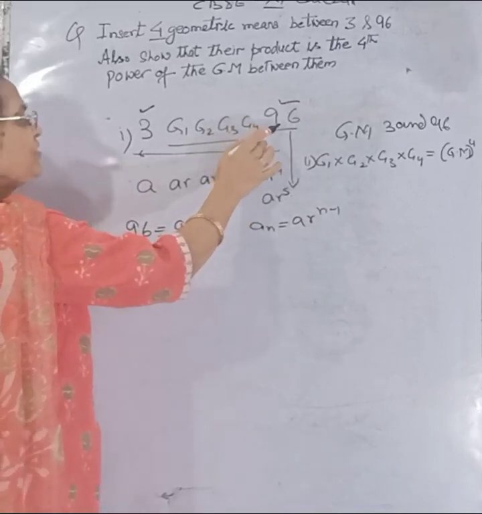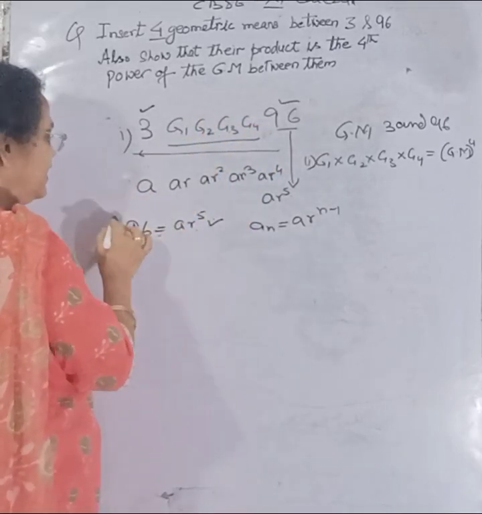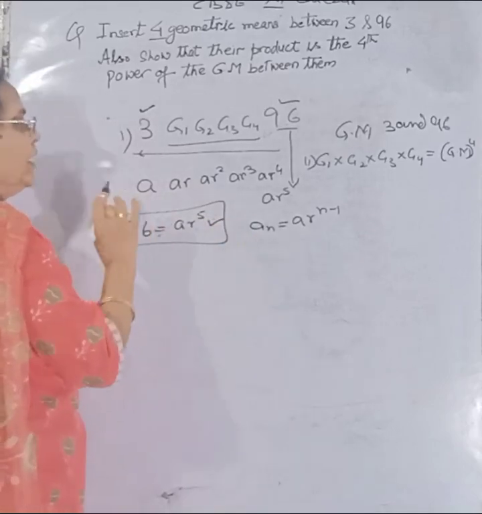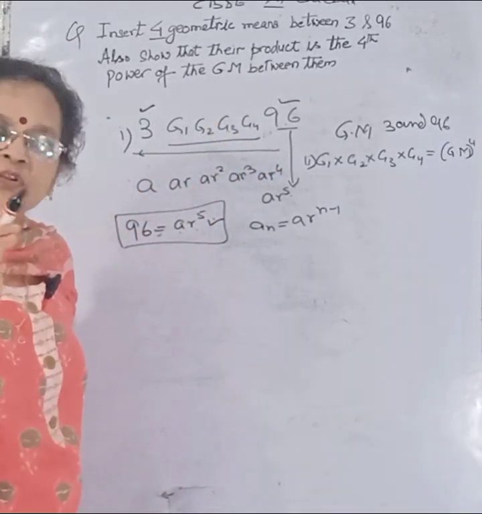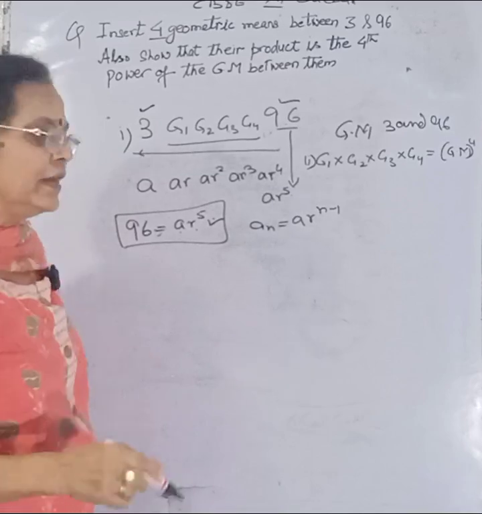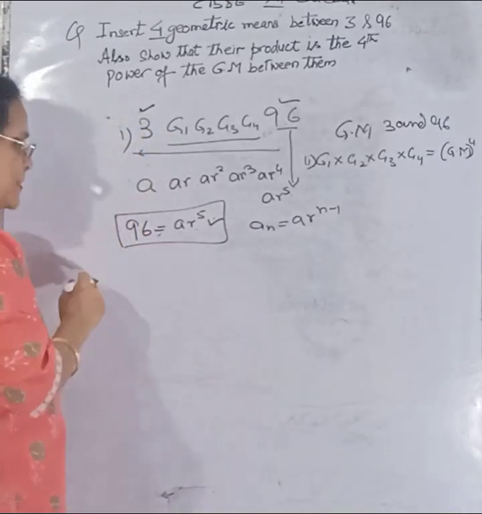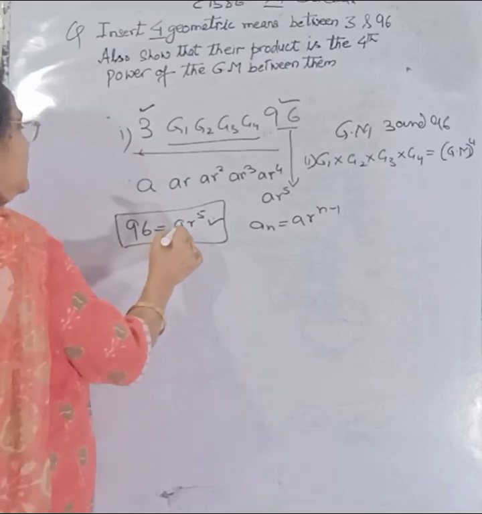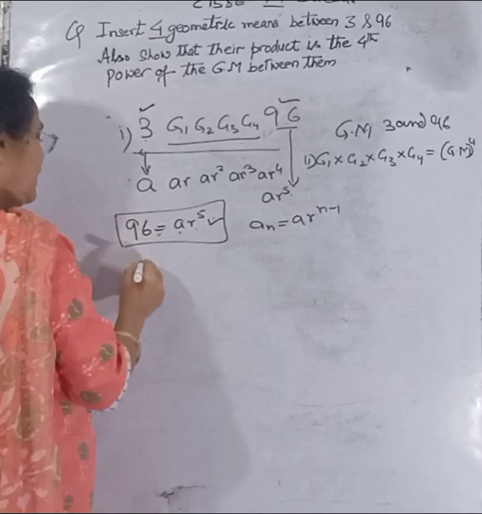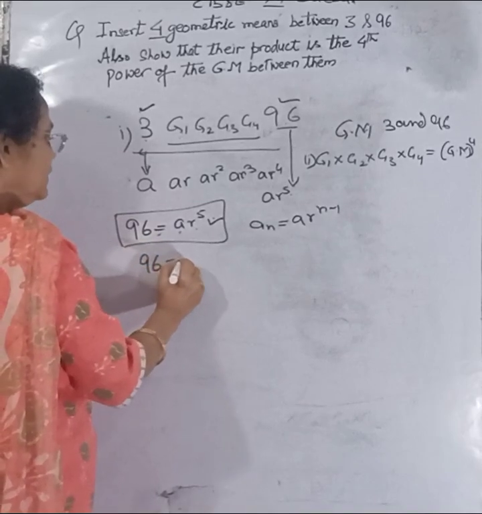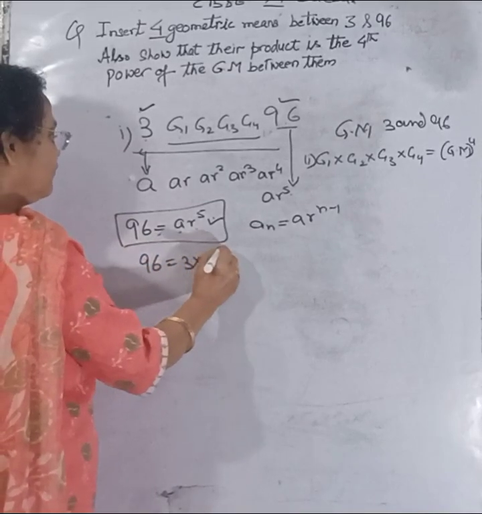96 कौन सी पोजीशन पे? 6 पे है, तो r की पावर 5 ये ही 96 की वैल्यू होगी. सीरीज की 6 पोजीशन पे है, तो r की वैल्यू इसके अंदर 5 आएगी स्टार्टिंग फ्रॉम 3. Okay, here a is equal to 3. First member is 3. It means 96 is equal to 3 into r to the power 5.